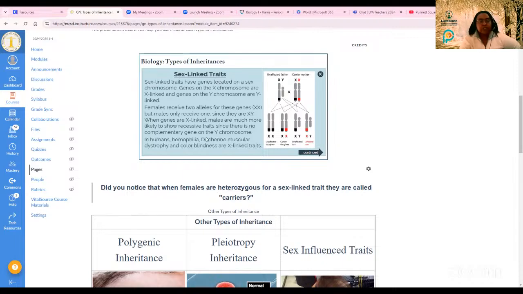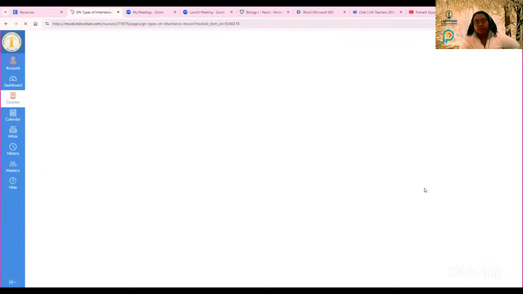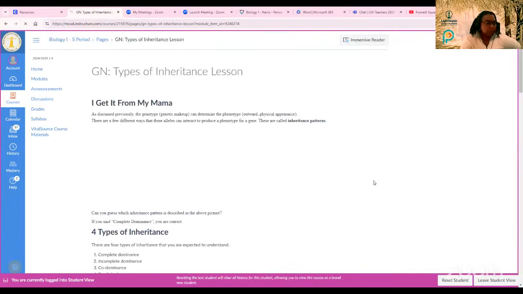Yes, that's the genetics module. It is definitely the genetics module. Types of inheritance, genetics module. It's published. You look at it as a student. I published the whole unit.